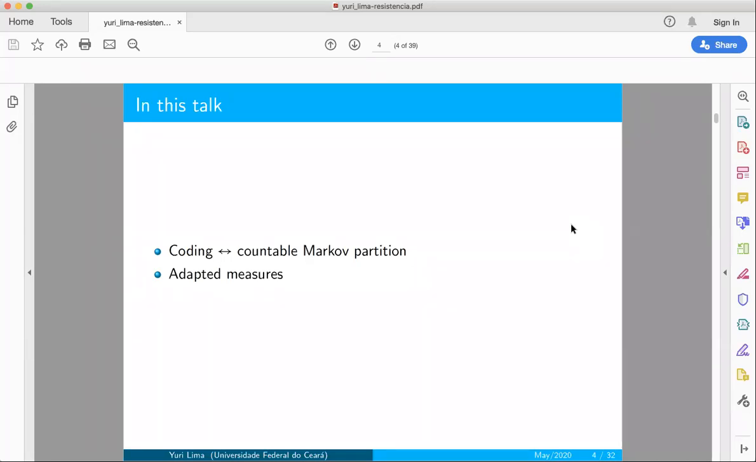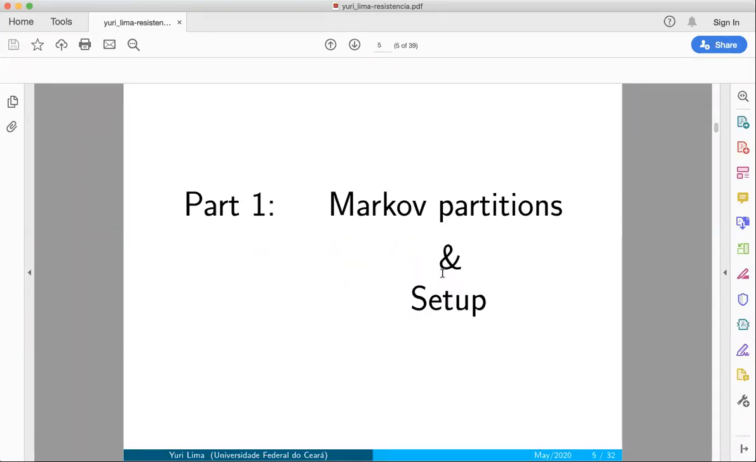So this is also similar to some previous results of Wilton on non-uniformly expanding maps, where you only look at the set of points satisfying certain properties and you get some sort of coding for them. From the point of view of measures, the measures that actually live in this coded set that we are going to be able to construct will be exactly these adapted measures that I'm going to mention in the next slides. All right, so part one is just to recall with pictures what Markov partitions are and to provide the setup of the results that I'm going to mention in the second part.